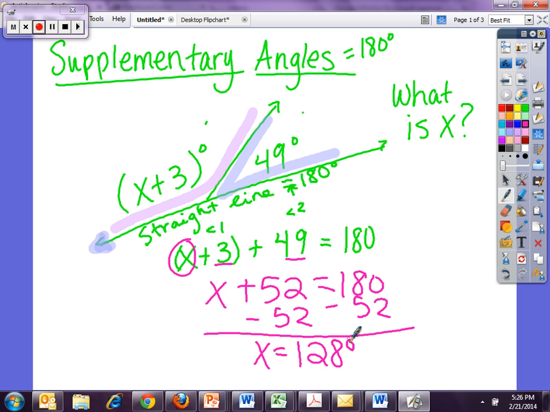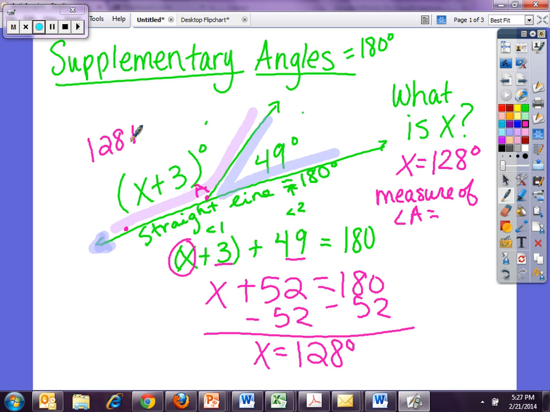Okay, so there's two ways they can ask this question. They can ask, what is x? And I would say x equals 128 degrees. Or they could have this labeled, and they could say, let's just label it angle A, and they could say, what is the measure of angle A? Now, the measure of angle A and x are not the same, because the measure of angle A is actually 128 plus 3. So 128 plus 3 is 131.